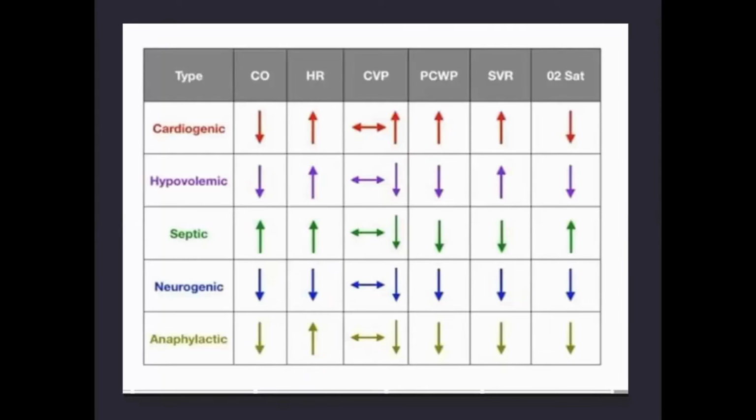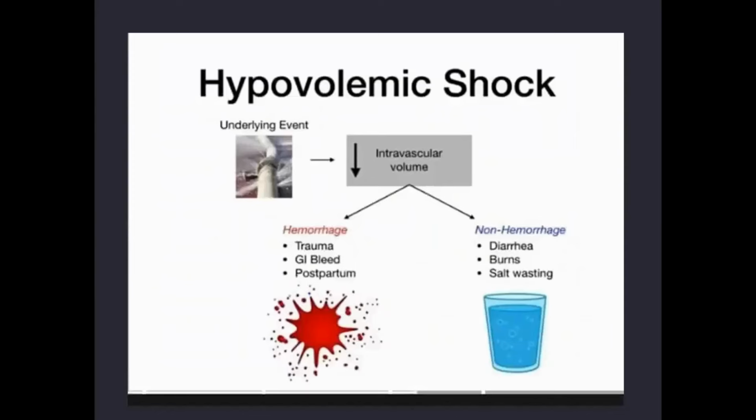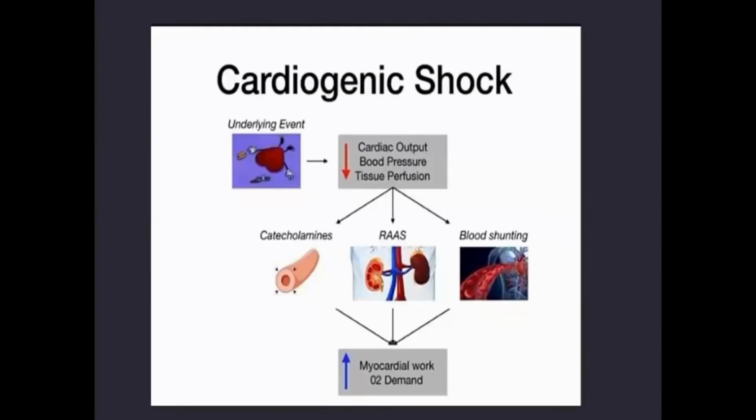Wait a minute. I first have to explain the pathophysiology. You know that in cardiogenic shock there is decreased tissue perfusion. Decreased tissue perfusion results in decreased cardiac output and ultimately decreased blood pressure.